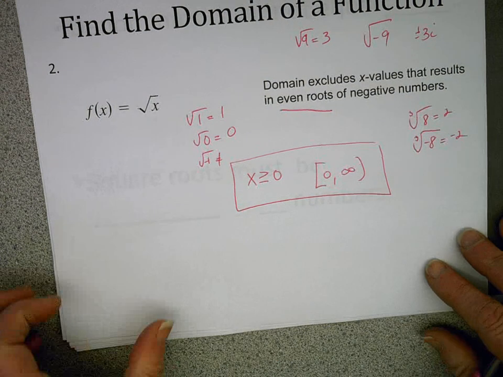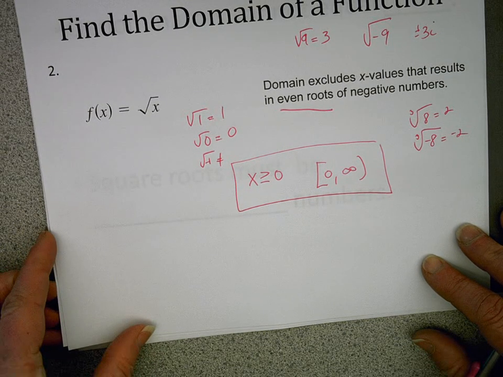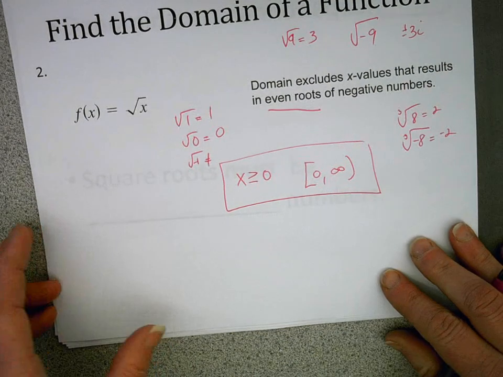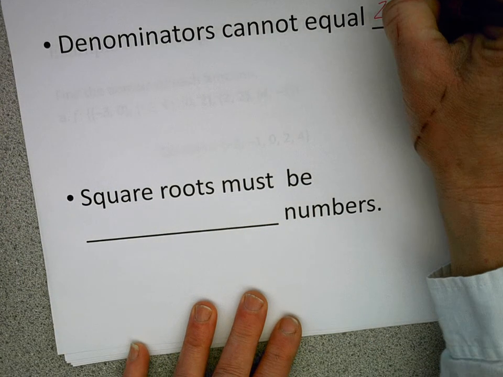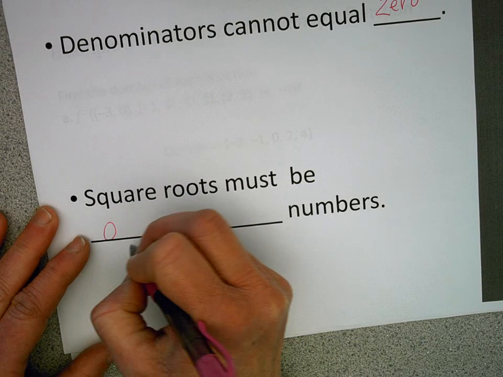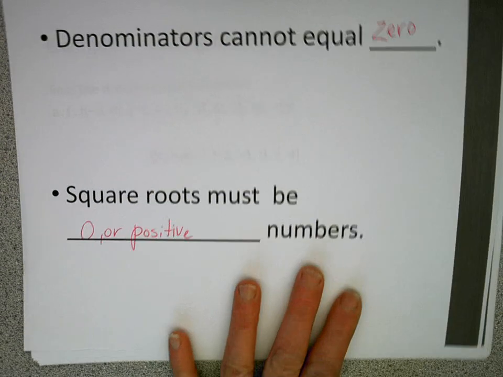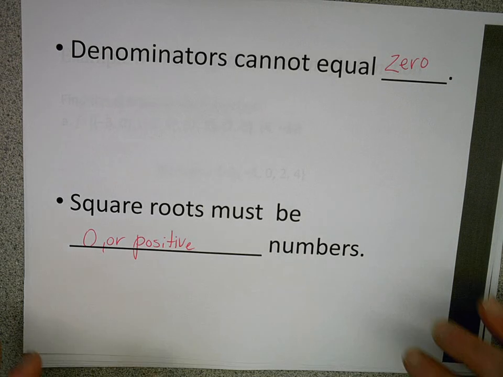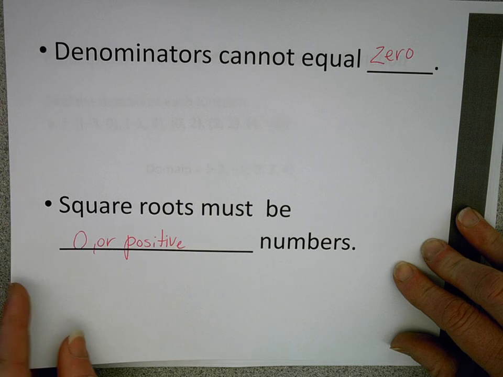Okay, so the main two things we're going to talk about, just like the main two things for something to not be a function: if you don't have a y, or if you have a y squared. The main two things that limit your domain are denominators and radicals. On your sheet, you're going to see a star, and it should tell you the denominator cannot equal 0, and square roots must be 0 or positive numbers. The tricky part is when you have a square root in the denominator, so then it's both things. We'll talk about that.